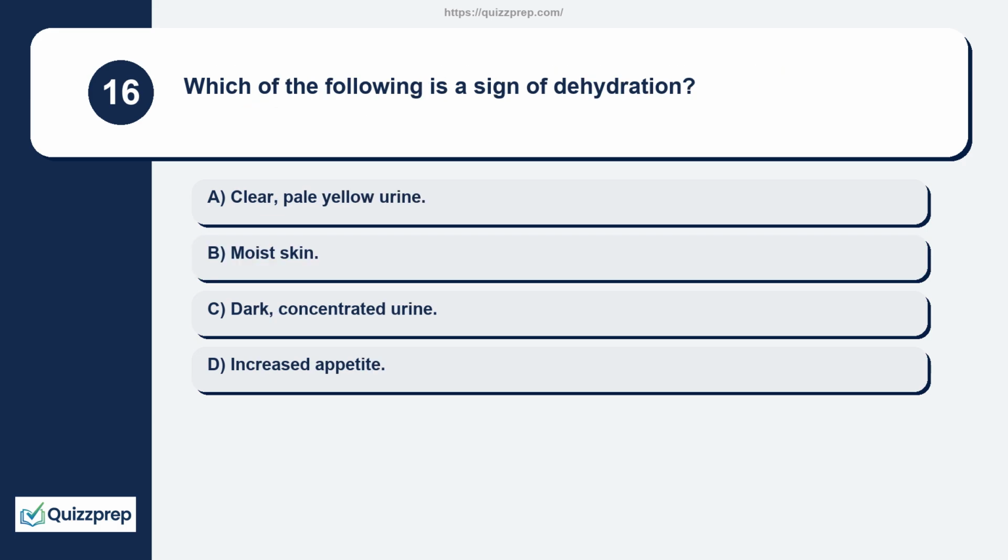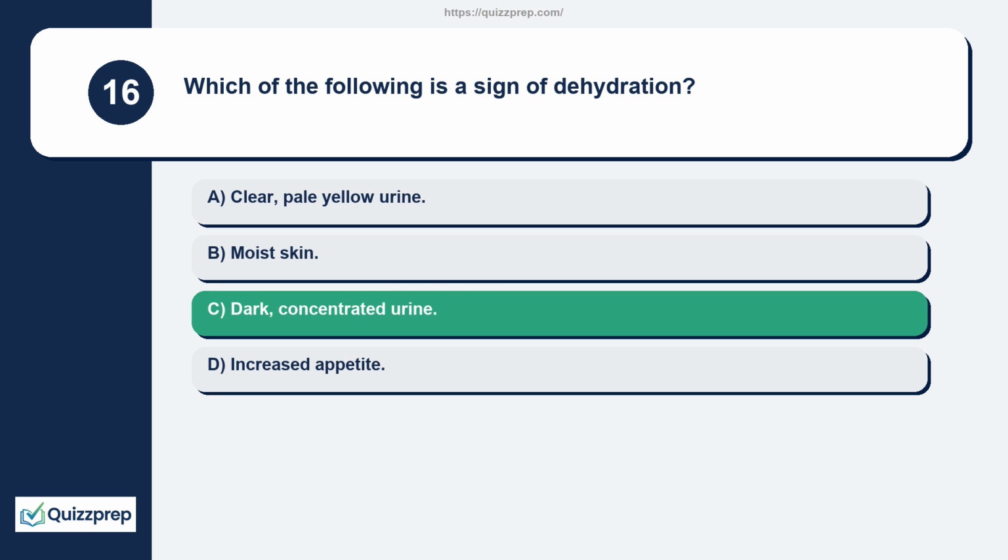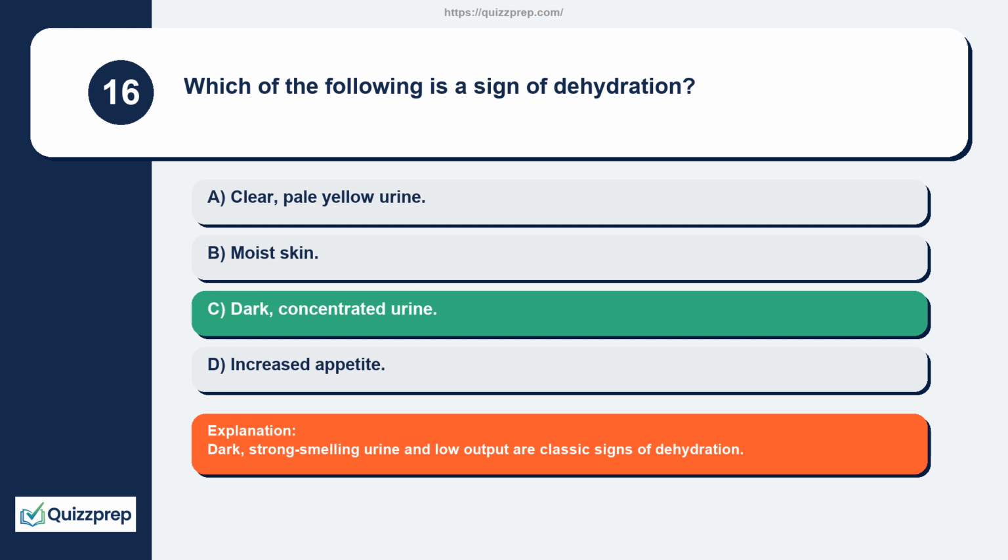Question 16. Which of the following is a sign of dehydration? Clear, pale yellow urine. Moist skin. Dark, concentrated urine. Increased appetite. Dark, strong-smelling urine and low output are classic signs of dehydration.